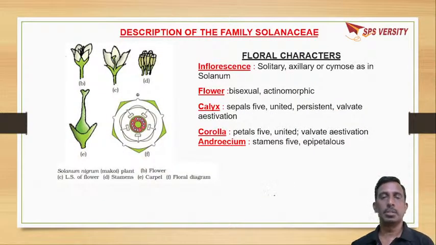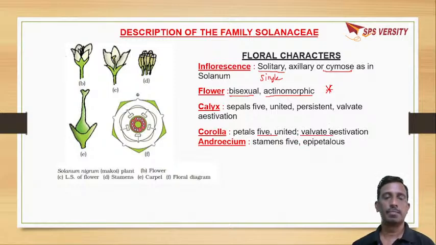Floral characters: inflorescence may be solitary. Solitary means single. Generally, you can see a single flower, or cymose inflorescence. Flower is bisexual, actinomorphic. It can be divided into two equal halves in any plane. Sepals 5, they are fused, valvate aestivation. Petals 5, they are fused, also valvate aestivation. Stamens are 5 and they are epipetalous. Epipetalous means stamens fuse with petals.